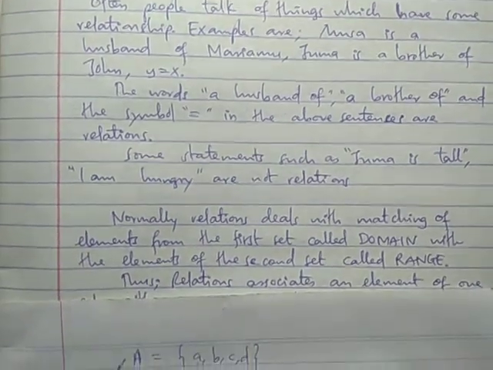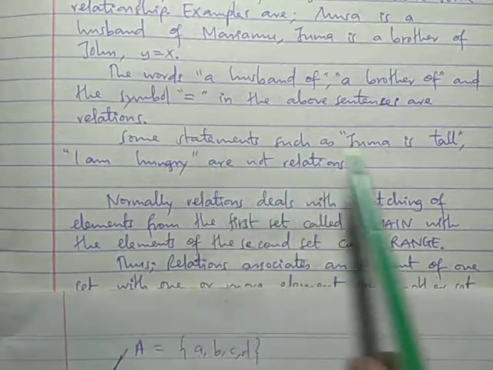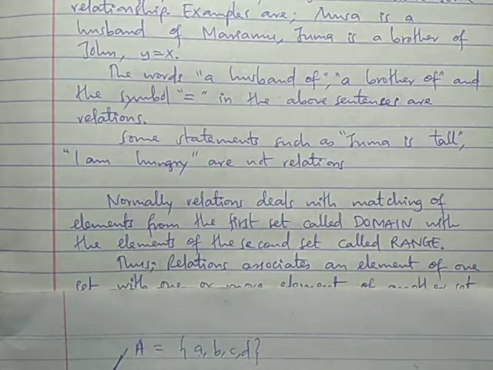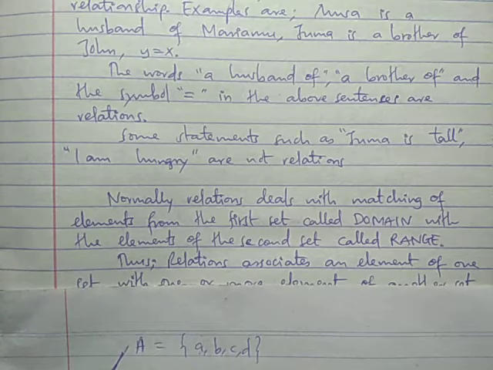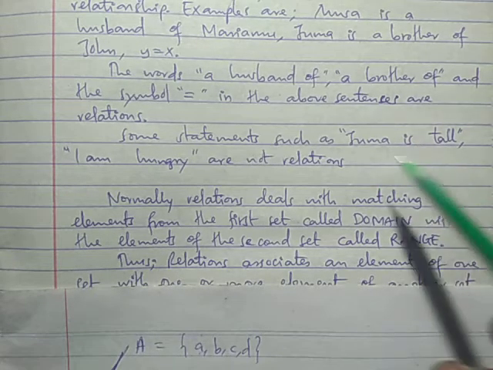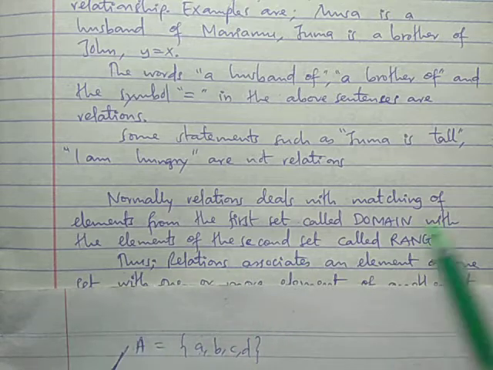But some sentences in normal life, such as Juma is tall or I am hungry, there are no relation. So kwa nini tunasema hii sentence haina relation? Kwa sababu yenyewe ina mtu mmoja tu, Juma. Hakuna sehemu ambako na compare. Relation nimesema lazima una compare one set with another set.